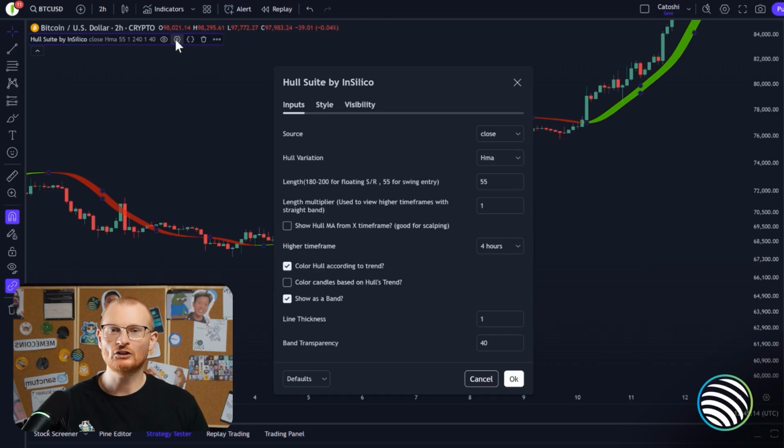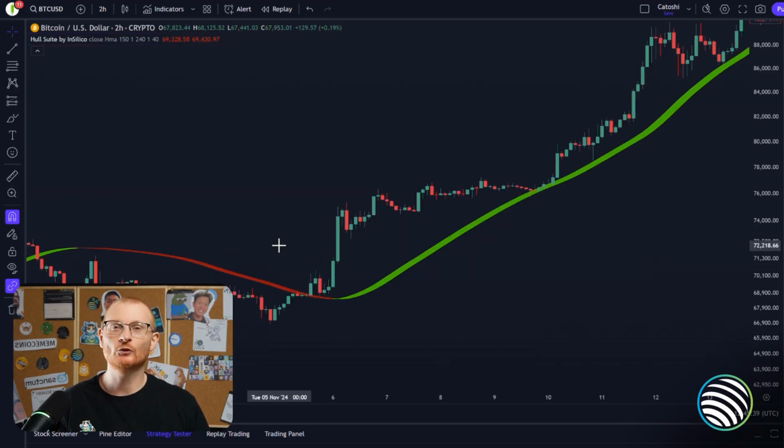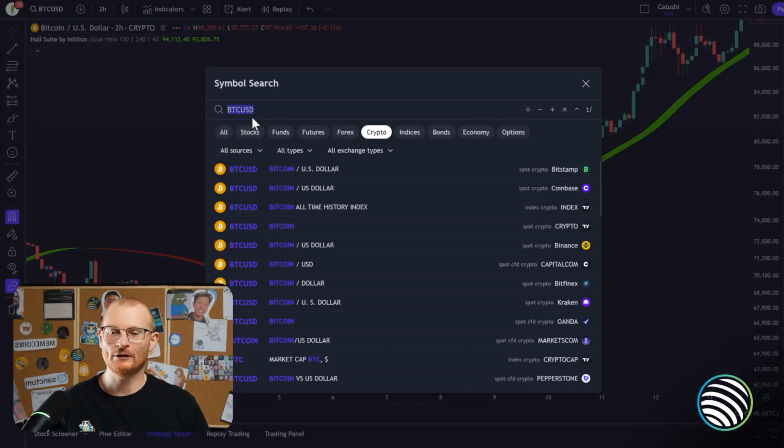We need to make one change here. We're going to change this 55 where it says length. We're going to change this to 150 and then click OK. Also, we need to make sure that we are on the 2-hour BTC USD crypto chart. Come up here, make sure this is Bitcoin USD and on the crypto chart only.